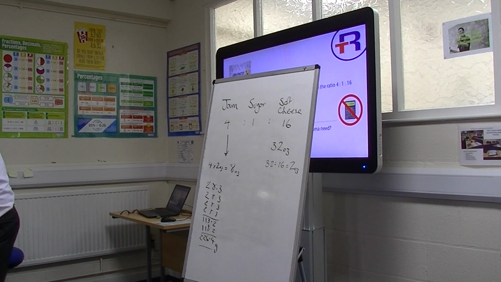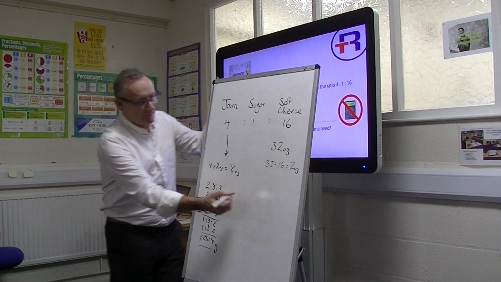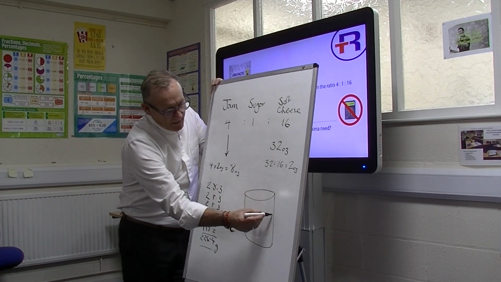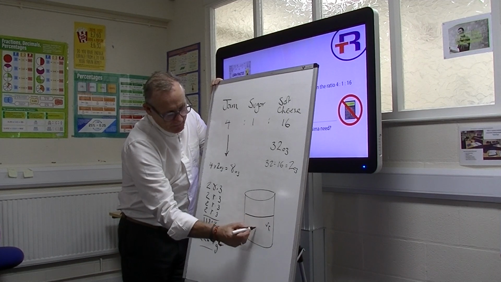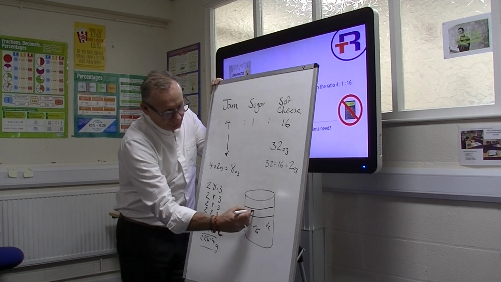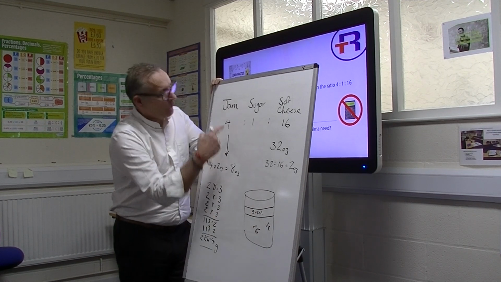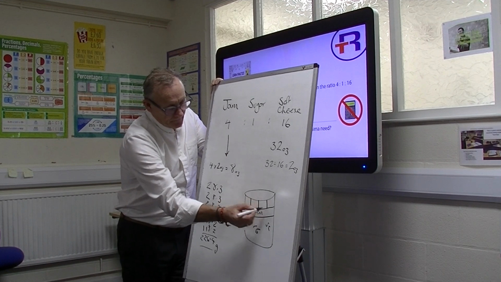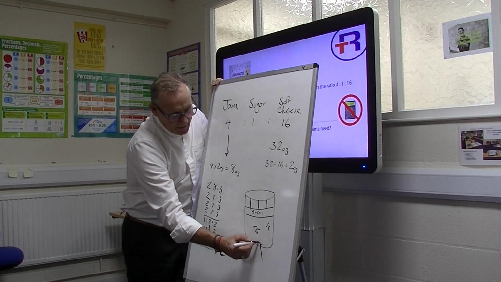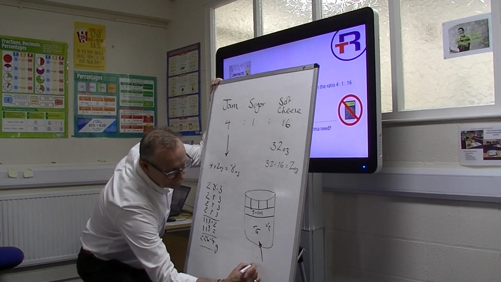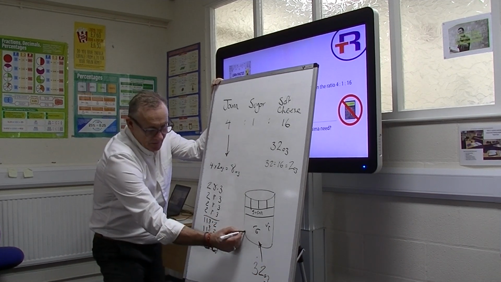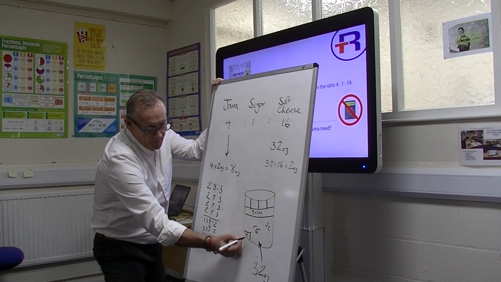If you were to draw the cake, or the filling for the cake, you've got 16 parts of it down here, a soft cheese, and it's made up of 16 parts. 1 part of it is sugar, that's that bit in the middle. But 4 parts of it are jam. 1, 2, 3, 4. So if you take this 32 ounces down here, so this bit here weighs 32 ounces, and it's made up of 16 parts. So that means that 1 part of that is 2 ounces.